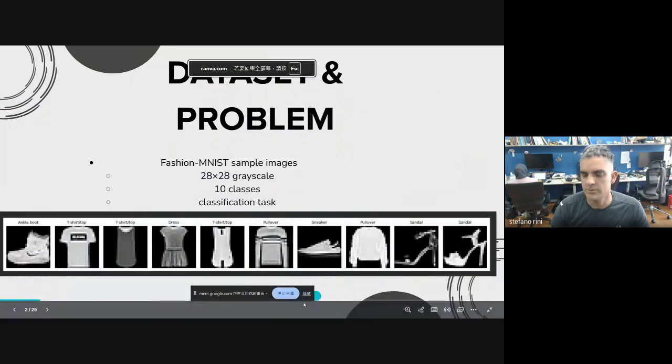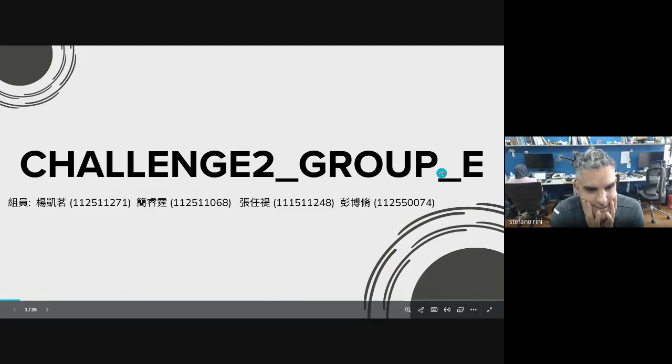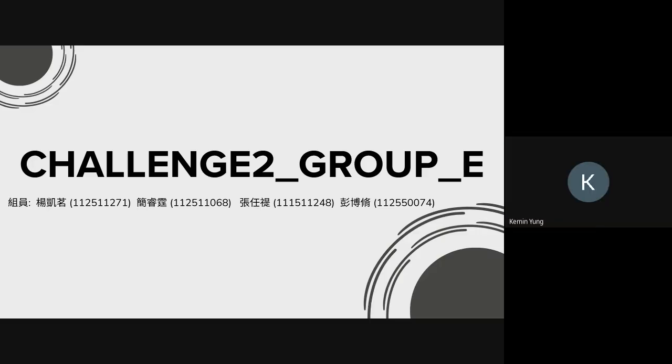So you use Canva. I see you have a nice graphic design, already on point. Go ahead. Okay, so we are group E and we have 4 members. We split the text into 4 parts, which are pooling, activation, initialization, and trying to design a better CNN.